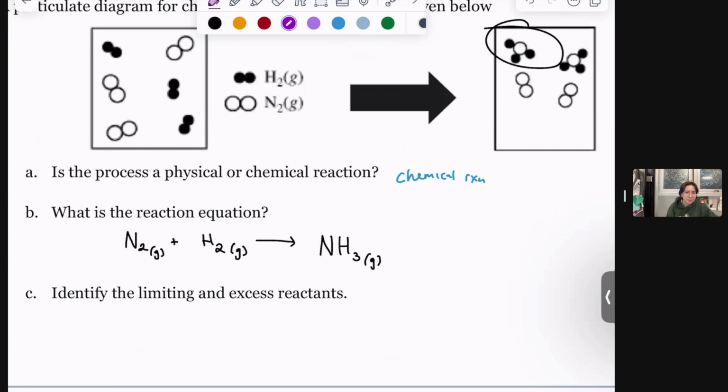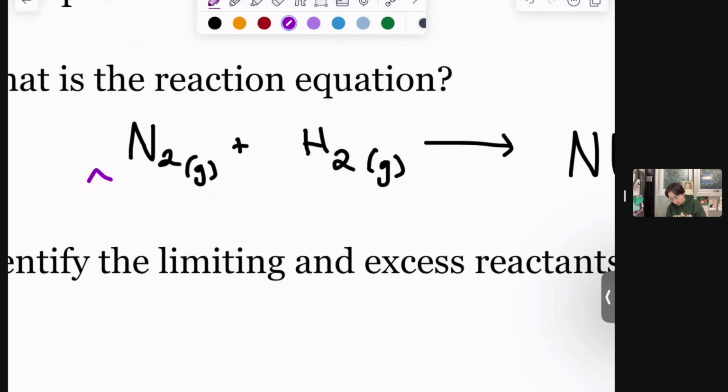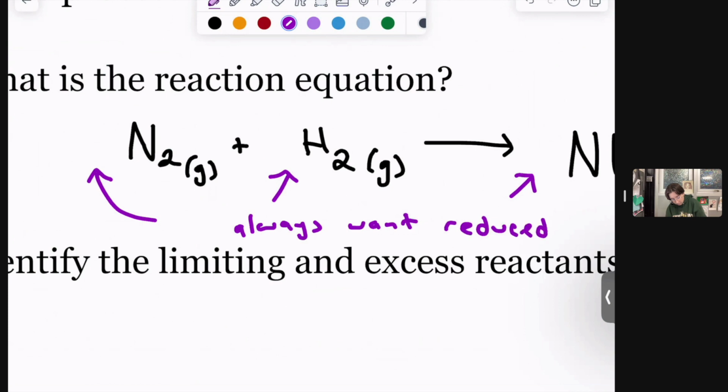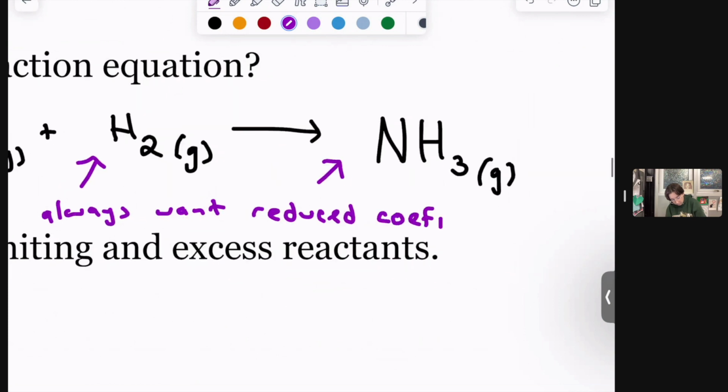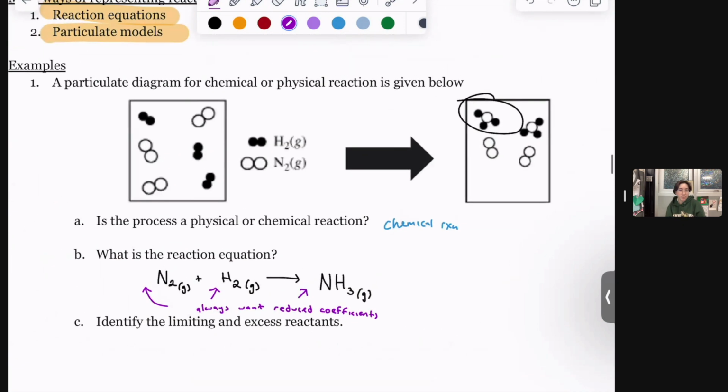I think that might be a little bit confusing if you're looking at the pictures. Maybe you're tempted to go 3, 3, 2. Maybe you even wanted to do the nitrogens over here. But no, we always want our balanced equation to represent the ratios that the reaction happens in. We always want reduced numbers here. So honestly, you can just balance it the old-fashioned way, or you can look at the picture.